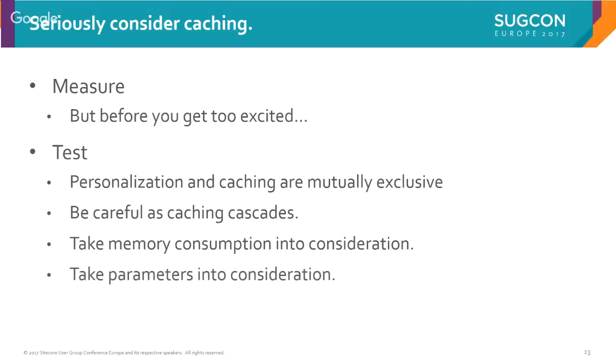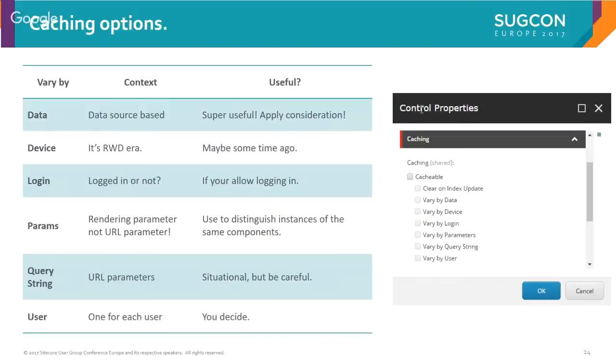So the parameters is something that we wanted to quickly dive into, and that's your kind of dashboard when you're caching, right? This is the caching setting for every component. So to make it cacheable, you just check the cacheable. If you don't check any of the buttons below, it's just going to keep one value for everything, right?